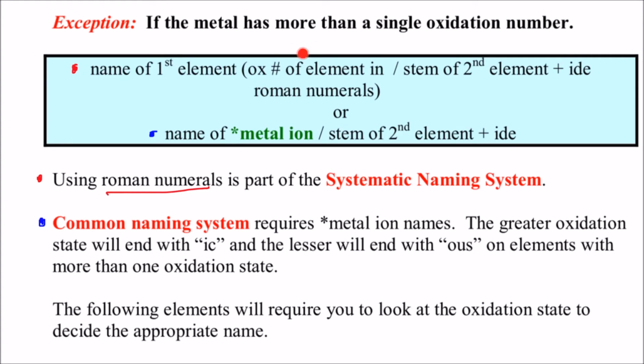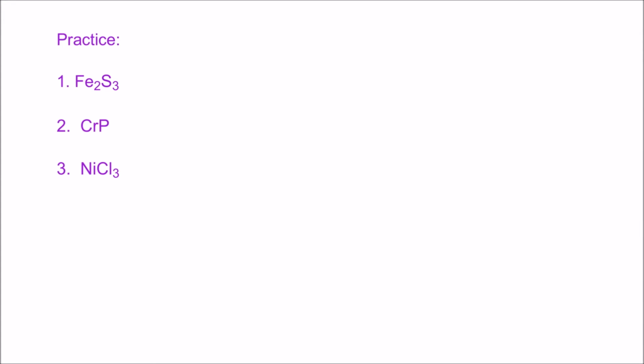Okay, so let's see if we can practice naming some with our new rule here. Okay, so here's some practice questions for us. The first one we have here, Fe2S3. Okay, let's go through our rule. Is this a binary compound? Yes, because there's only two elements here. Is the first element a metal? Yes. Does that metal have more than one oxidation state? Yes. Iron is a transition metal. It was in that middle section on the periodic table, so it definitely has more than one oxidation state.